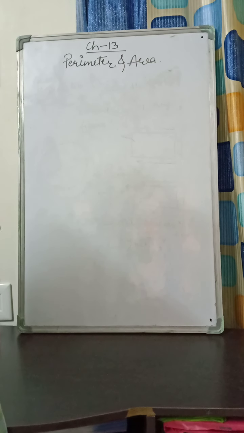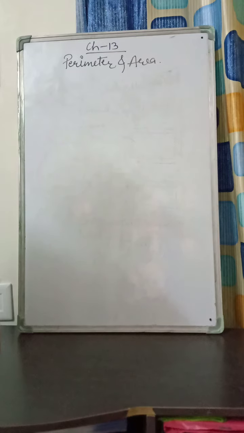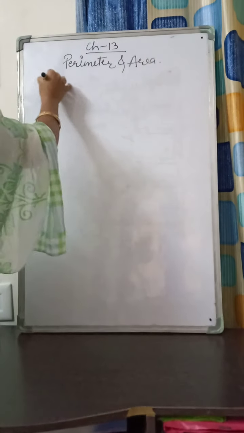Hello students, today we are going to start our chapter number 13, that is perimeter and area. So from the name of the chapter we should know what is perimeter and what is area. So first is perimeter.